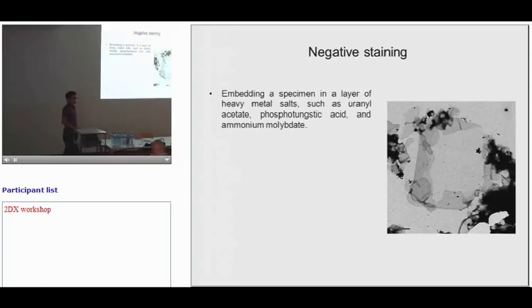Negative staining is usually used at the beginning of the structural study. It involves embedding a specimen in a layer of heavy metal salts such as uranyl acetate, phosphotungstic acid, and ammonium molybdate, which gives high contrast for imaging in the electron microscope. The pictures I'm showing here, and will be showing, are stained with uranyl acetate.